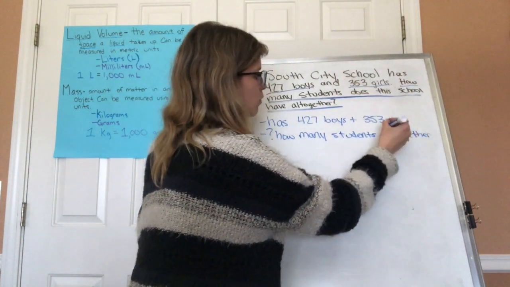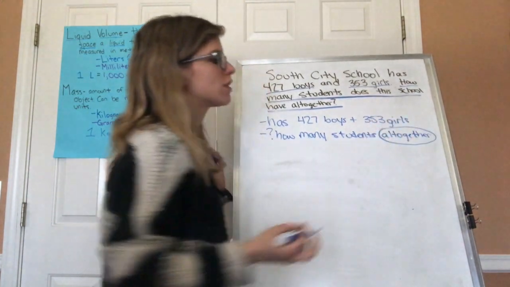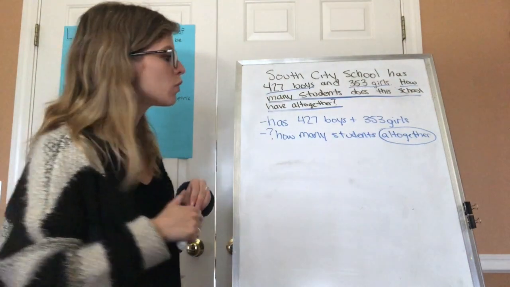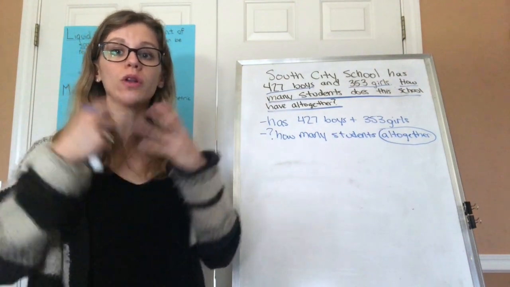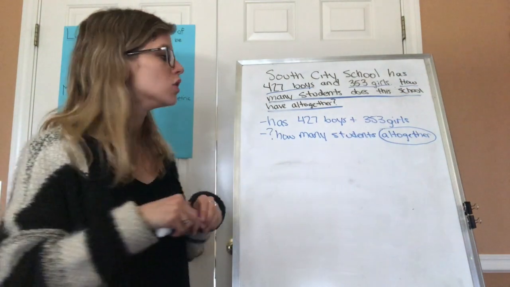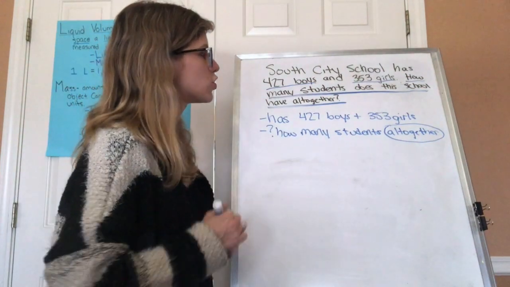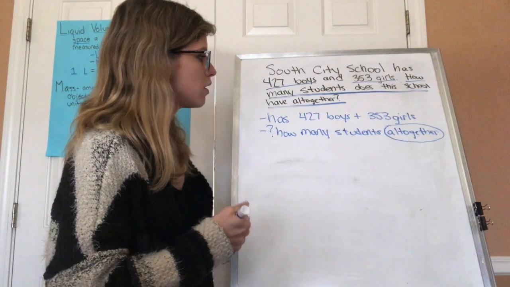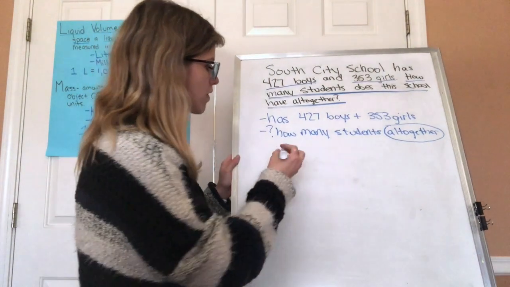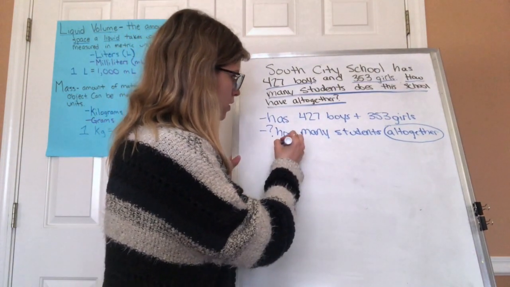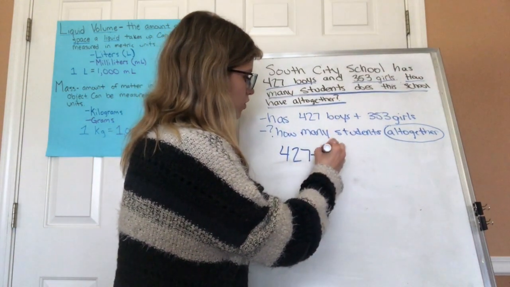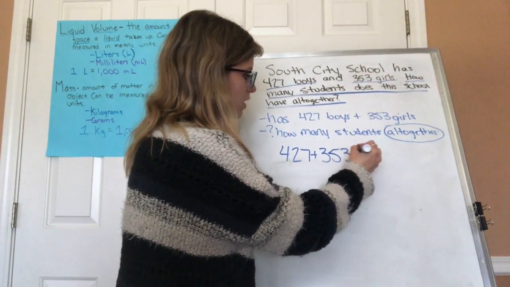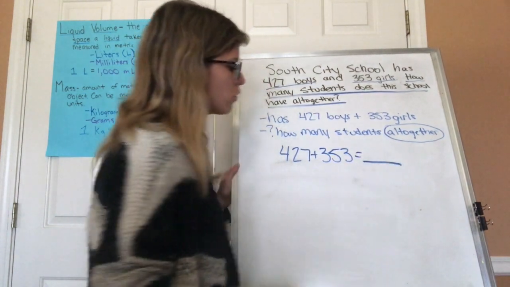And I see the keyword all together. With that keyword all together, it means that I'm adding and I'm trying to figure out the total of both groups. So what would be an equation to show this problem? Since it asked me all together, I know that it's going to be adding. So it's 427 plus 353, and that equals my unknown.